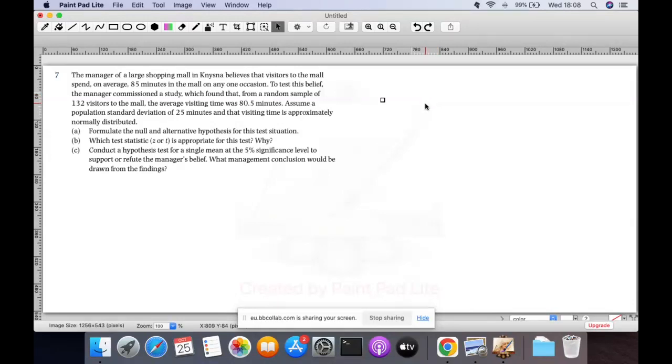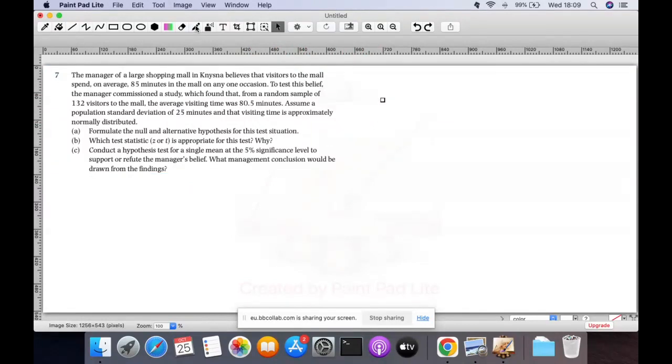Now, to test this claim, the manager commissions a study which found that from a random sample of 132 visitors to the mall, the average visiting time was 80.5 minutes. Assume the population standard deviation of 25 minutes and that visiting time is approximately normally distributed. The first question says, formulate the null and alternative hypothesis for this test situation.